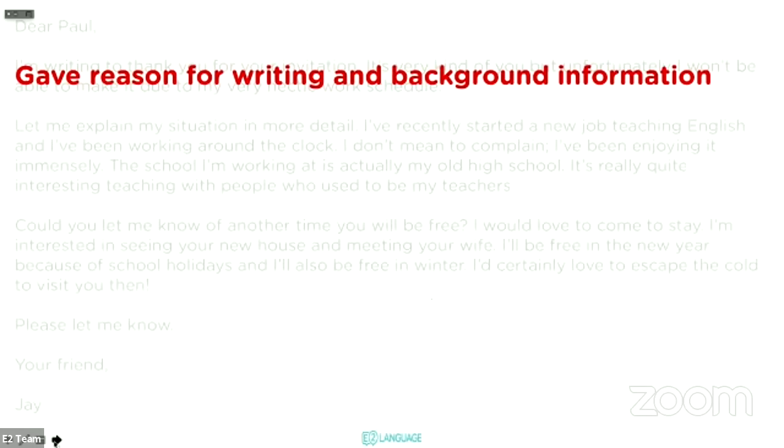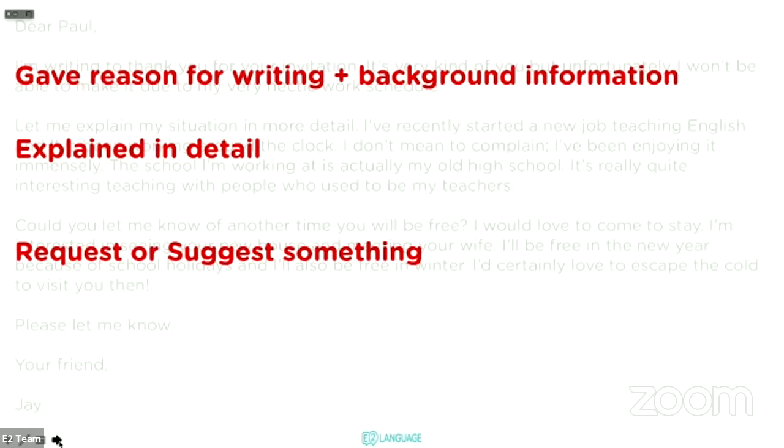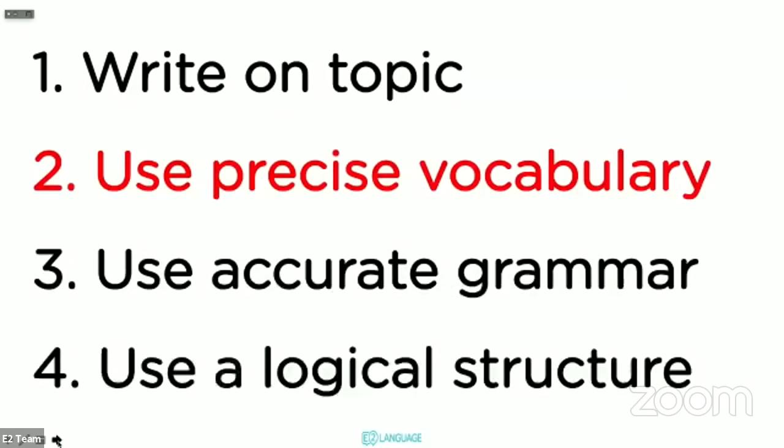We gave the reason for writing and the background information in the first paragraph. Then we explained in detail. Then we requested or suggested something. Fine. Did we use precise vocabulary? And I use this word precise precisely because it's easy to use big, fancy words, but are they precise? It's much better to use a simple, precise word than a complex, imprecise word, okay? Whatever you do, you just have to be precise.